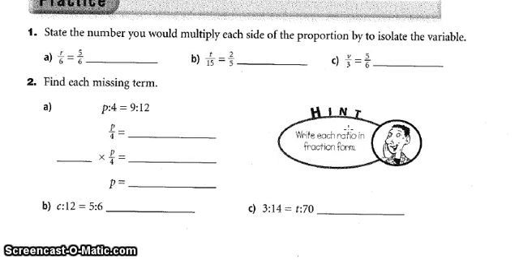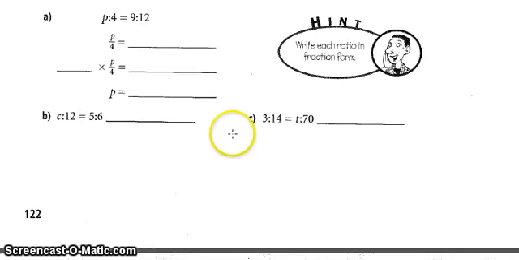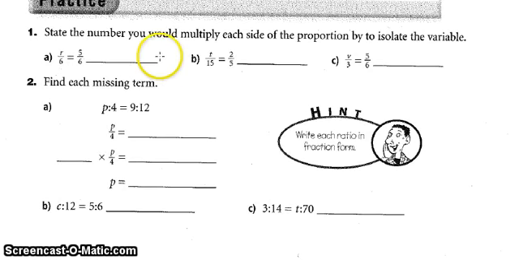So again, if you were to continue with that method, applying it to this, and this is actually page 122 in your Math Makes Sense 8 workbook, is to state the number you would multiply each side of the proportion by to isolate the variable. So we want to solve for R here. So what number would you multiply? Well, you would multiply by 6 because then 6 would cancel out here and 6 would cancel out here. And you'd be left with R equals 5 times 6 over 6, and that would give you a final answer of 5.